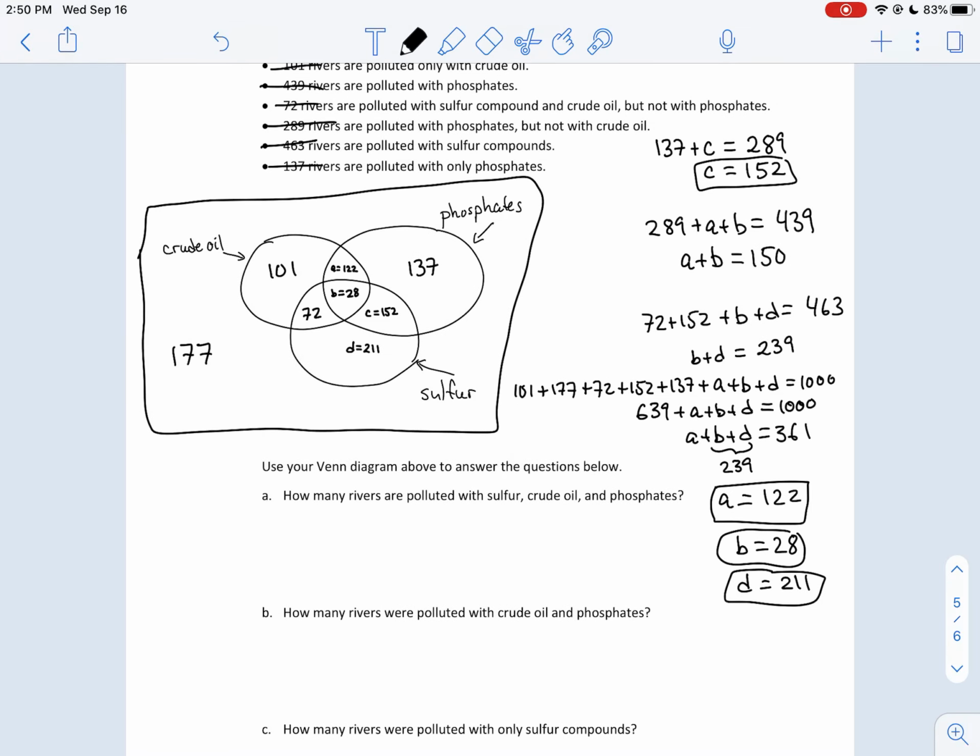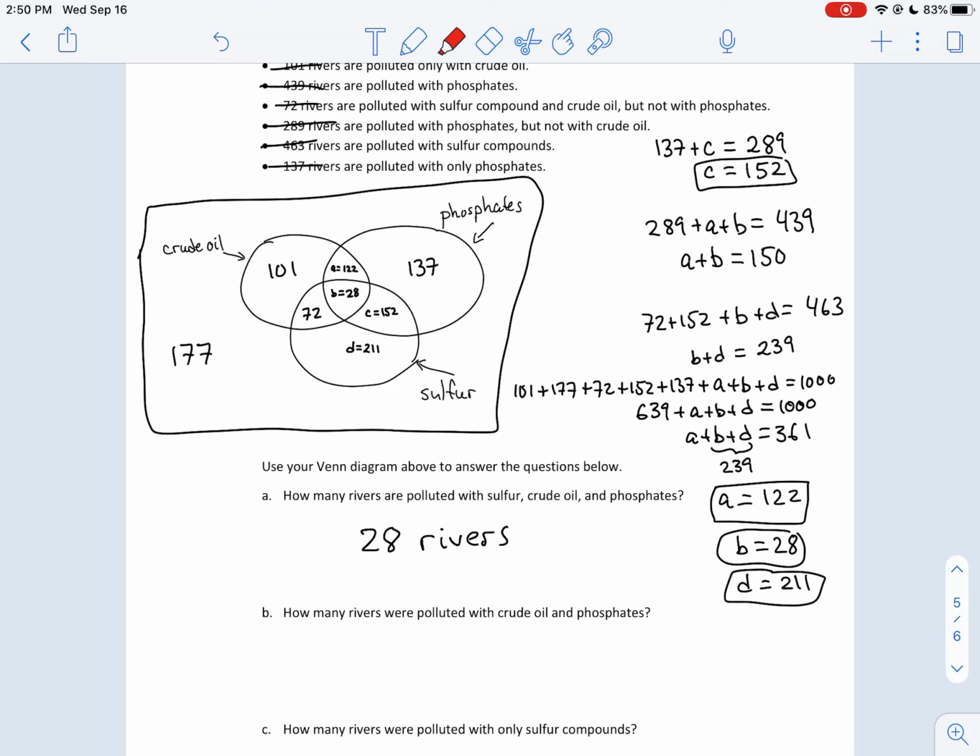Now we use the Venn diagram to answer the questions that follow. How many rivers are polluted with sulfur, crude oil, and phosphates? Well, that's the 28 in the middle. The 28 rivers. Right, that's just the part that's overlapping all of them.